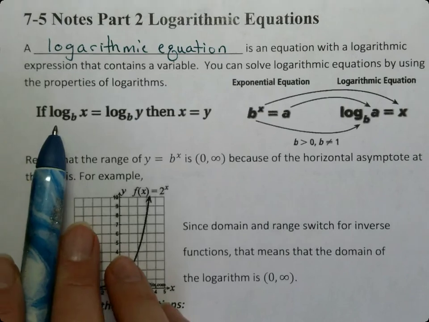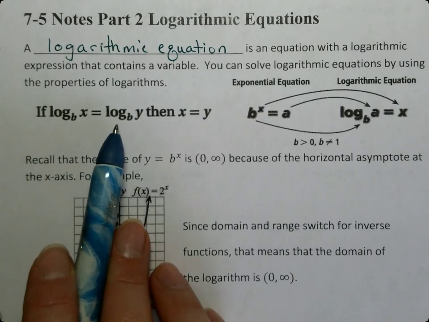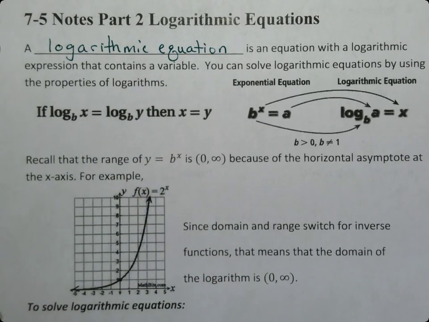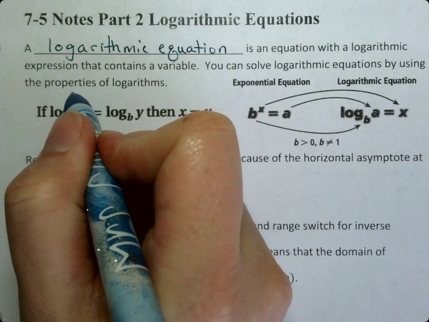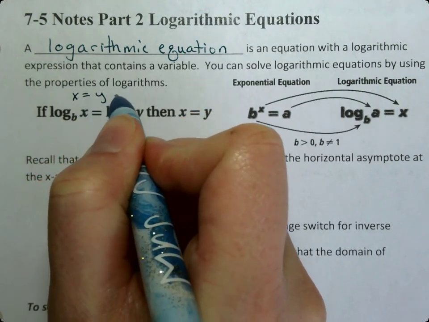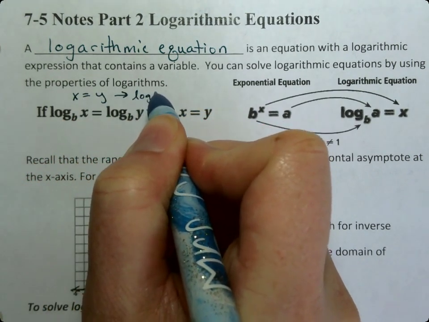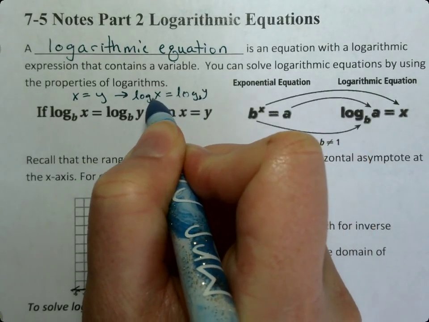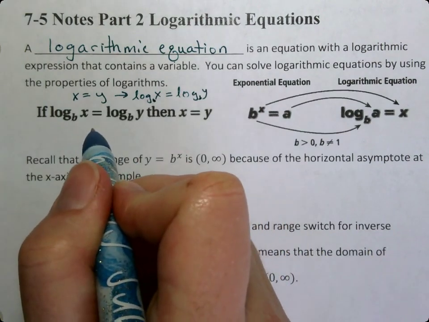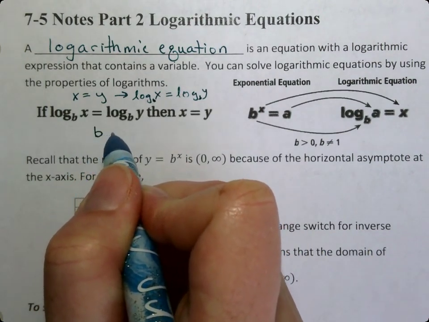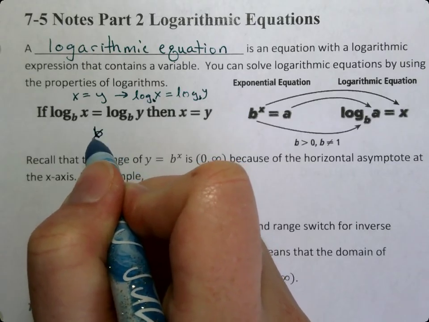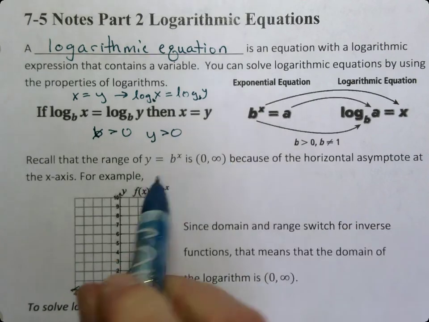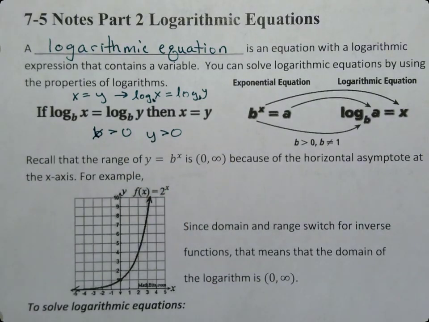If you have log base b of x equals log base b of y, then x equals y. We just talked about this rule the other day, and the rule that you had stated: if x equals y, then log of x equals log of y, whatever base you choose. So this is sort of the flip side, but note that the x and the y have to both be greater than 0. This will not work unless the x and the y are greater than 0.